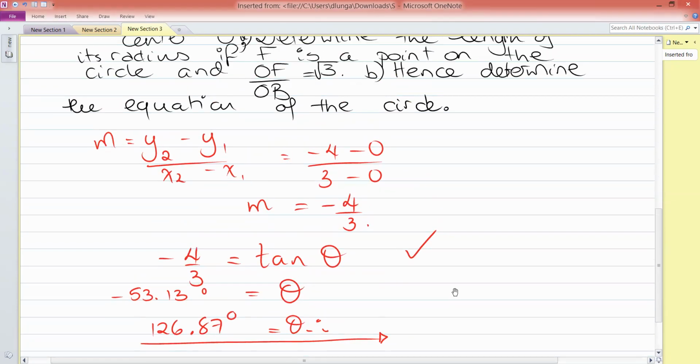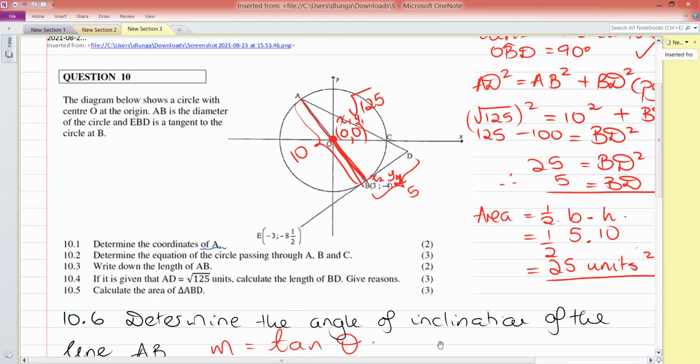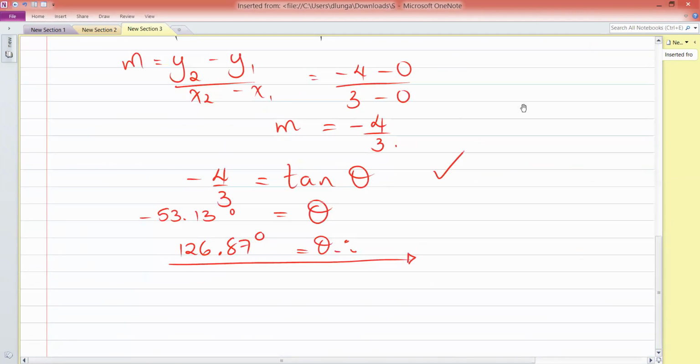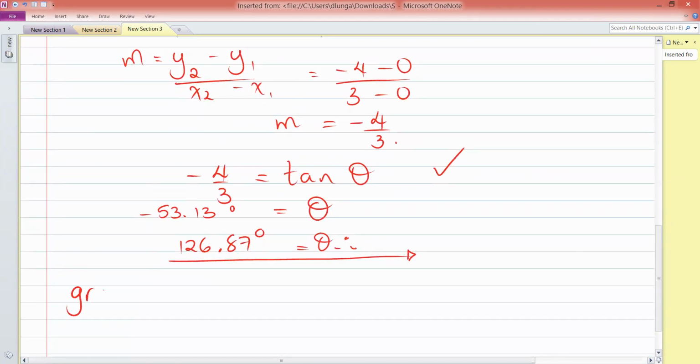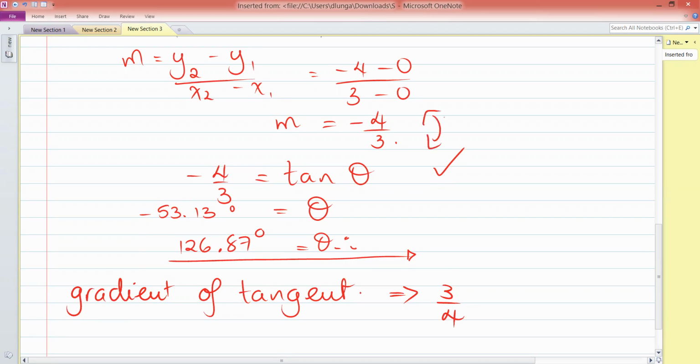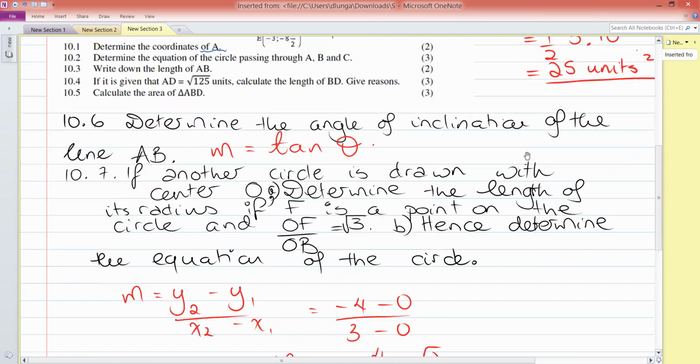Now, hypothetically speaking, if they had asked you to work out the gradient of the tangent at the point B, what would I have done at that point? What would the gradient of the tangent be? 3 over 4. It would be 3 over 4 because it's just the inverse of that multiplied by negative 1. Good.